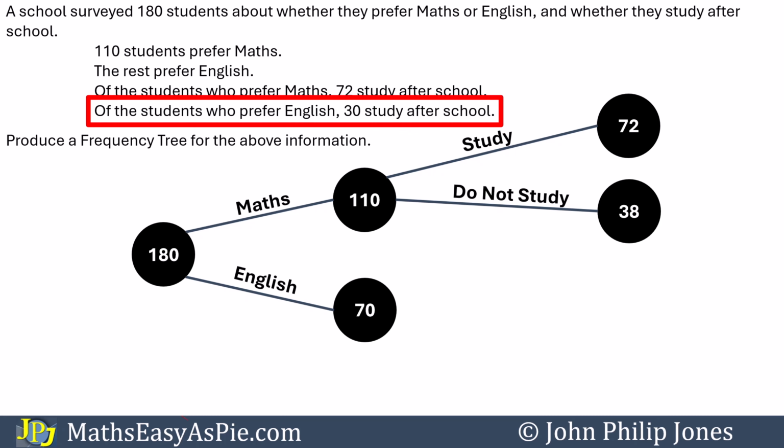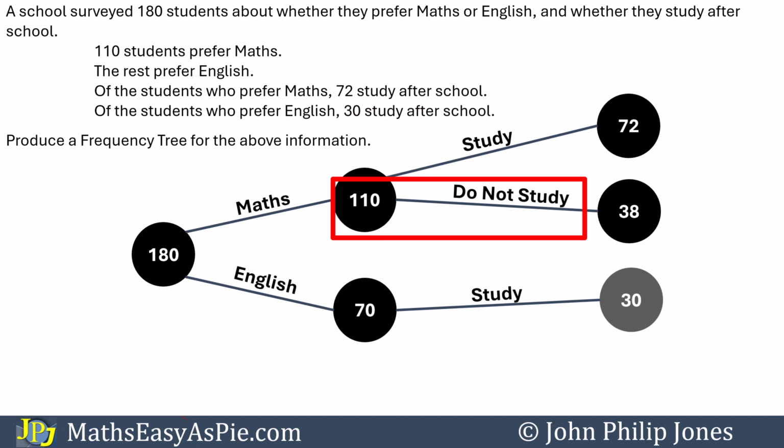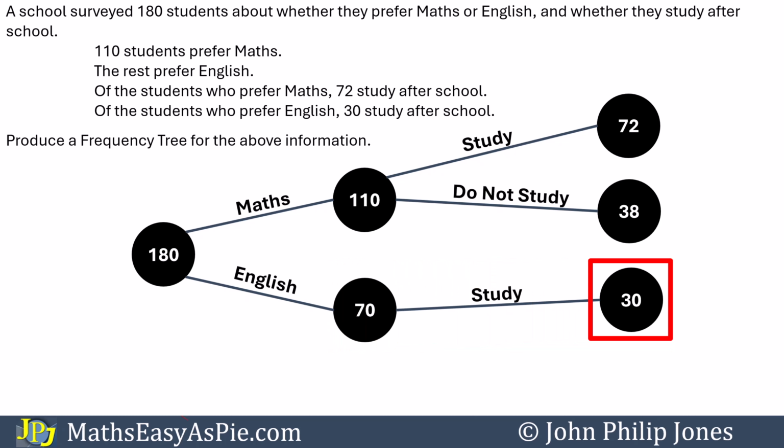Of the students who prefer English, 30 study after school, and this can be represented by the following branch. You can see we have 30 students who study after school. This is 30 of the students who prefer English to mathematics. Now, if that's the case, the next branch that we need to draw is coming into view now.